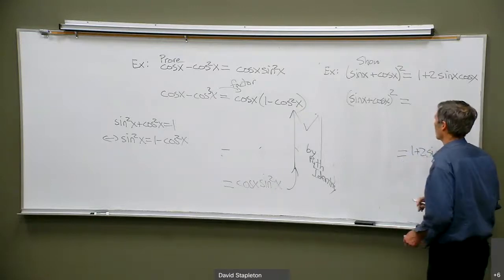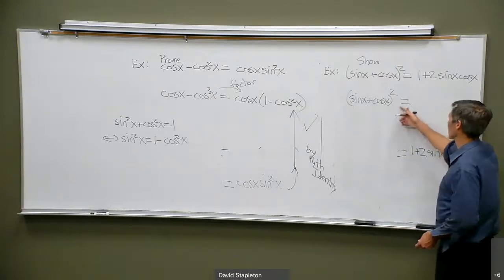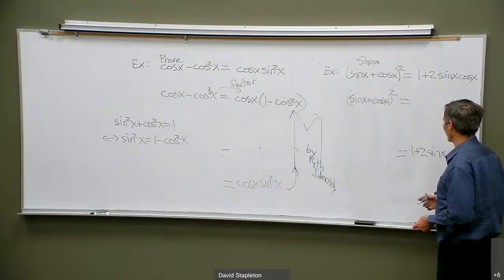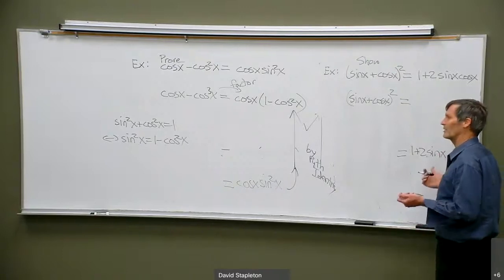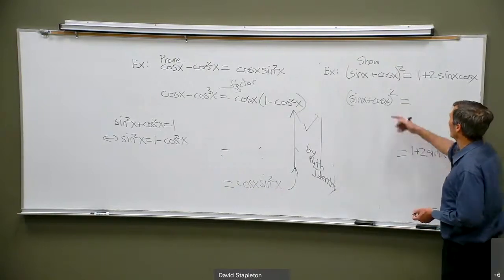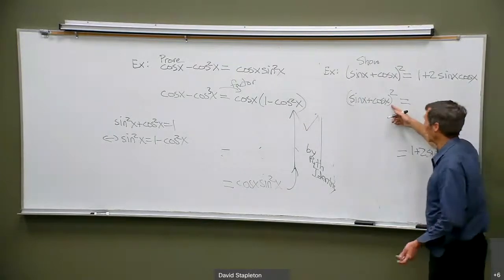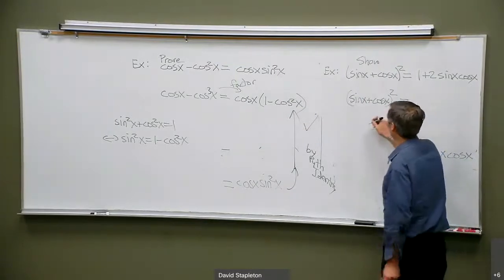And they say start with the more complicated side. They're sort of equally complicated, but I just think about it for a second, and what would an algebraist do is the first step, right? Well, when you have a square, you normally multiply it out, right? So let's FOIL here.